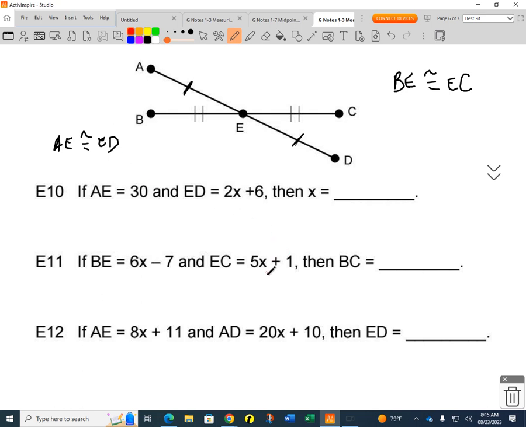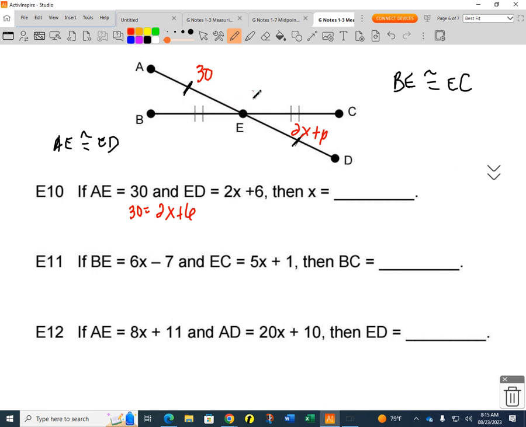Okay, if AD equals 30 and ED equals 2x plus 6, then what does x equal? So the first thing we're going to do is go ahead and label our diagram if you did not do that when you watched the video. I've already said that AE is congruent to ED. That means 30 is congruent to 2x plus 6. And when we're talking about the actual lengths, now we can say they're equal. So now we know that 30 is equal to 2x plus 6.